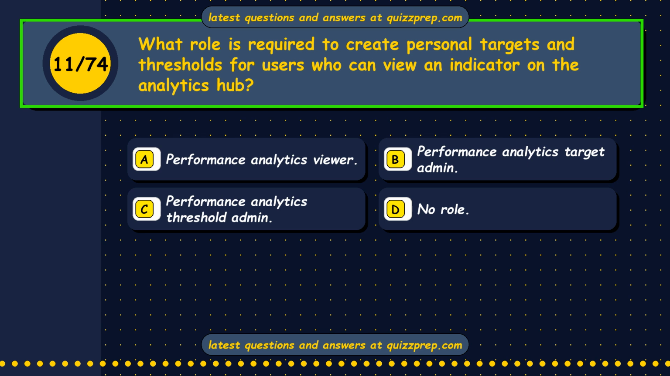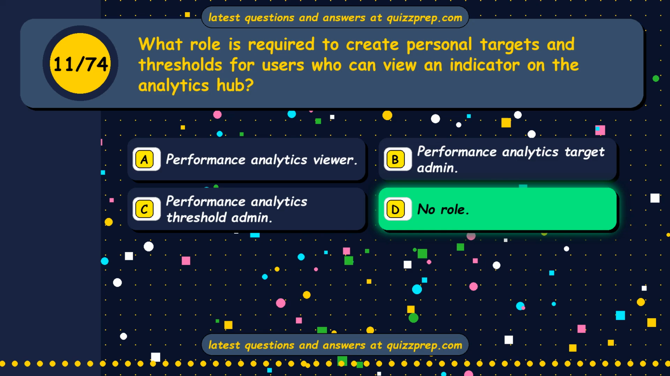Question 11. What role is required to create personal targets and thresholds for users who can view an indicator on the Analytics Hub? Option A, Performance Analytics Viewer. Option B, Performance Analytics Target Admin. Option C, Performance Analytics Threshold Admin. Option D, no role.